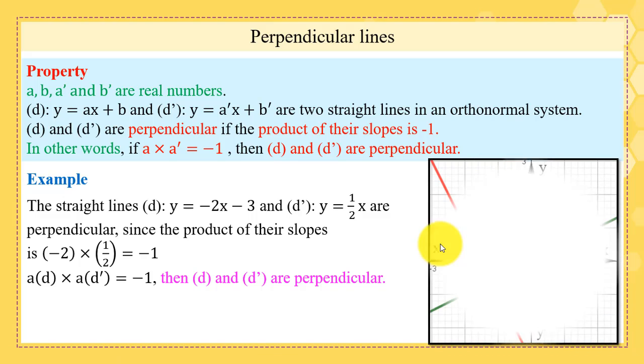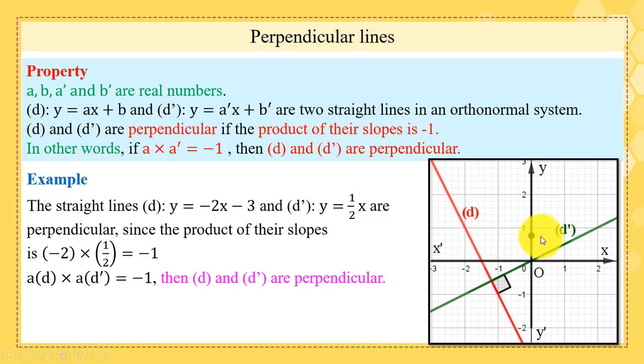This is the figure of the two straight lines. This is the straight line d and the straight line d prime. As you notice, d is perpendicular to the straight line d prime.